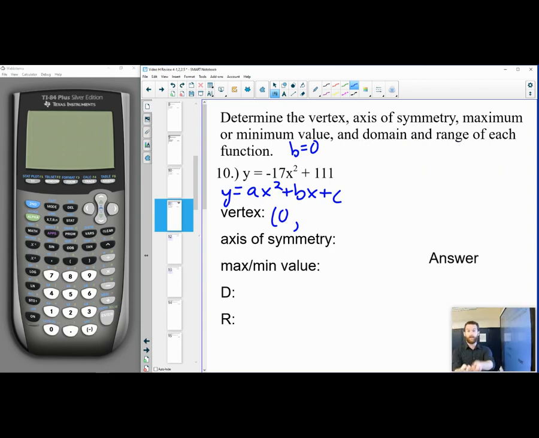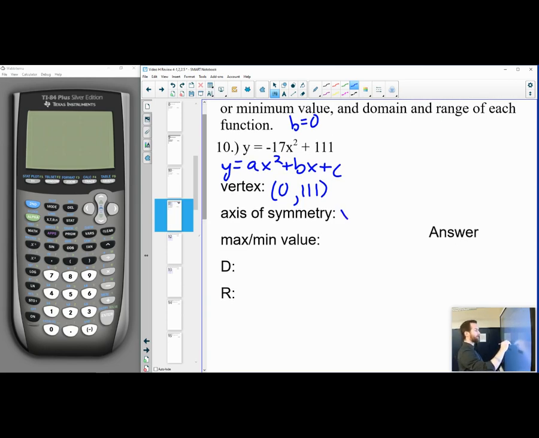Now we just plug in our x value to find the y value. So this becomes y equals negative 17 times 0 squared plus 111. Well, let's think, 0 squared is 0, times negative 17 is still 0. So all this pretty much cancels out. We're just left with 111. Vertex is done. Axis of symmetry, well, we know that's x equals 0, just getting that from the x-coordinate of the vertex.